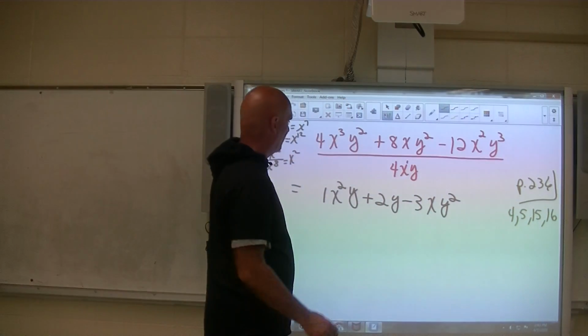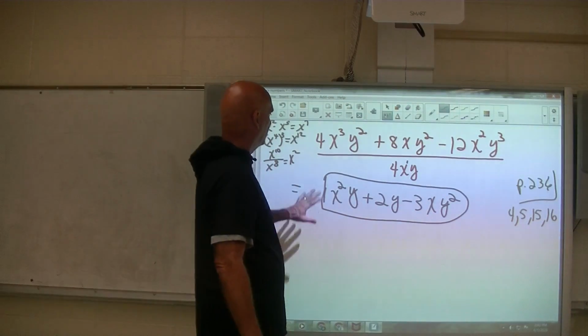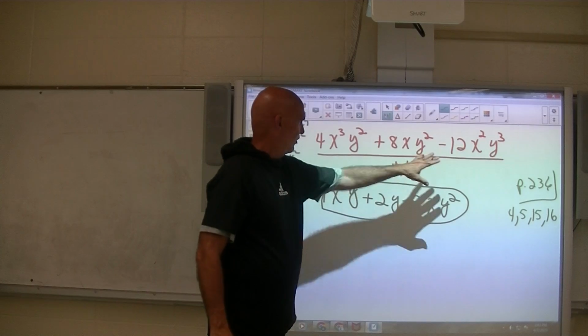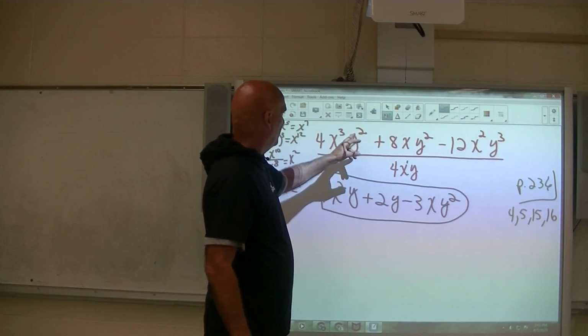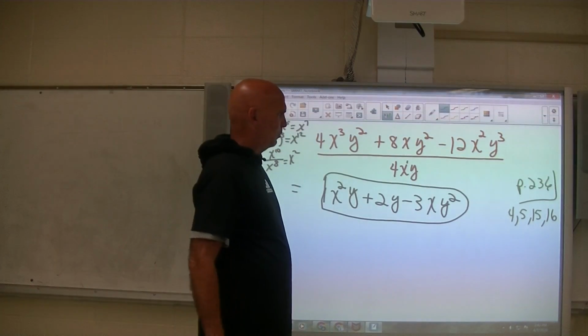Okay, so I don't think I have any like terms here, so I'll just circle this and call it my final answer. But again, divide the coefficients by the coefficients like you would expect, watch out for the signs like you would expect, and then the variable expressions, just remember when you divide, you subtract the exponents like that.